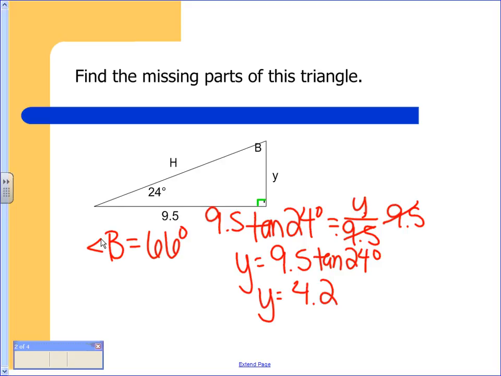Okay, so we have y equals 4.2. Could we use Pythagorean theorem to find h? Not really, but let's say that we mess up finding y. Would that mean that we would mess up finding h? So let's find h not using Pythagorean theorem. Find it using sine, cosine, or tangent. That way, at least we'll know if we got one of them right, or we'll be more likely to get h right if we got y wrong. Does that make sense?